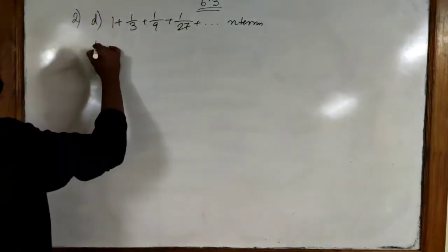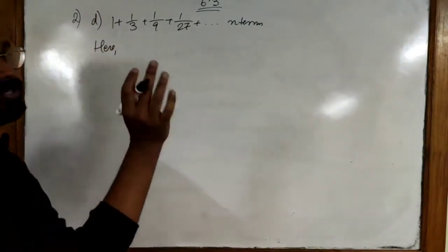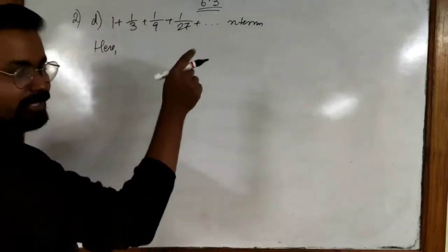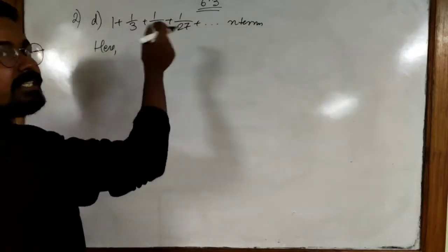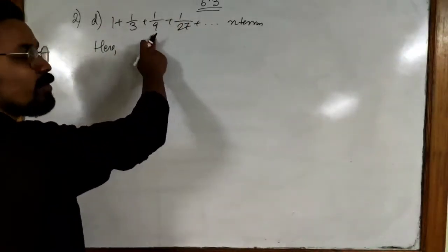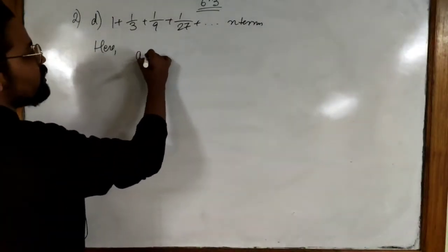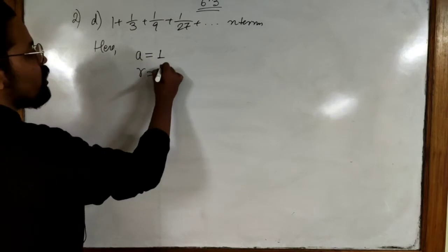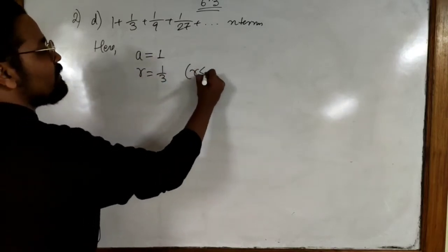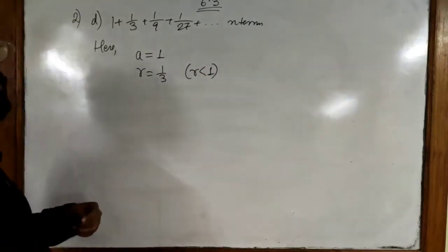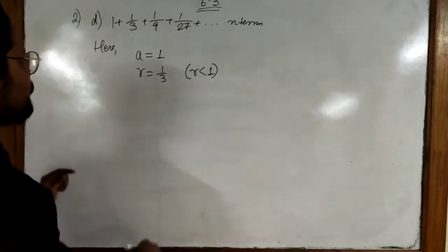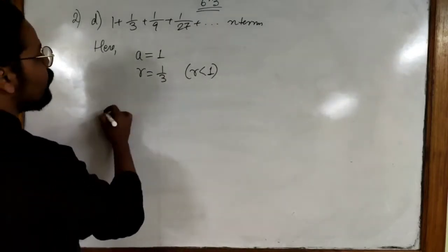So here, if you look at the common ratio, 1 by 3 by 1 is 1 by 3, 1 by 9 by 1 by 3 is also 1 by 3, 1 by 27 by 1 by 9 is also 1 by 3. So we have a common ratio here. So here the first term A is 1 and the common ratio R is 1 by 3. Now R is less than 1. So we know which formula to use, 1 minus r to the power n. So what do we get here?